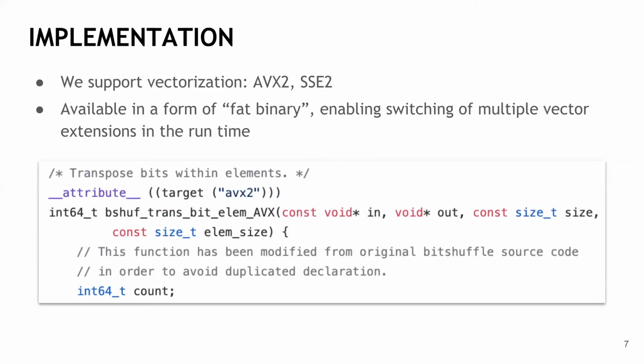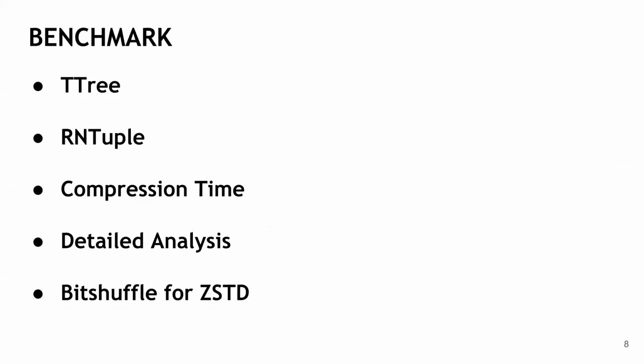Moreover, we support vectorization, AVX and SSE, in the process of Bitshuffle. It is implemented as a fat binary, which enables the switching of multiple vector extensions at runtime, as shown in this code snippet. Next, I'd like to present the results of benchmarks. Throughout this summer, I have done various benchmarks, including compression ratio and decompression speed for TTree or RNTuple, and about compression time, more detailed analysis, and Bitshuffle for the standard. I'll explain them one by one.